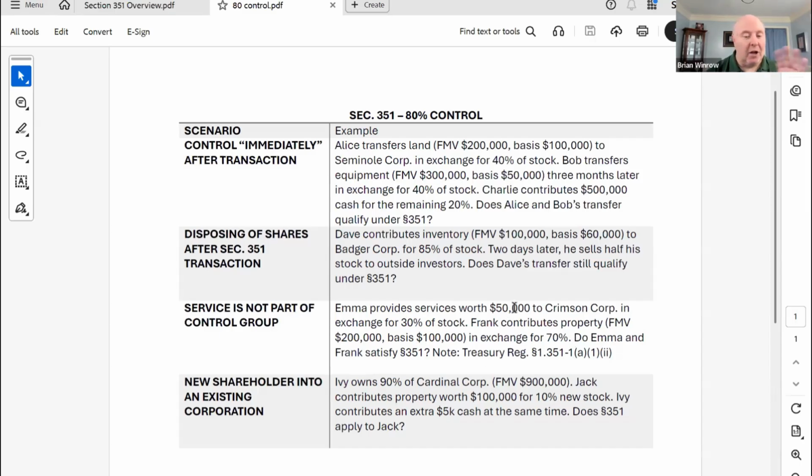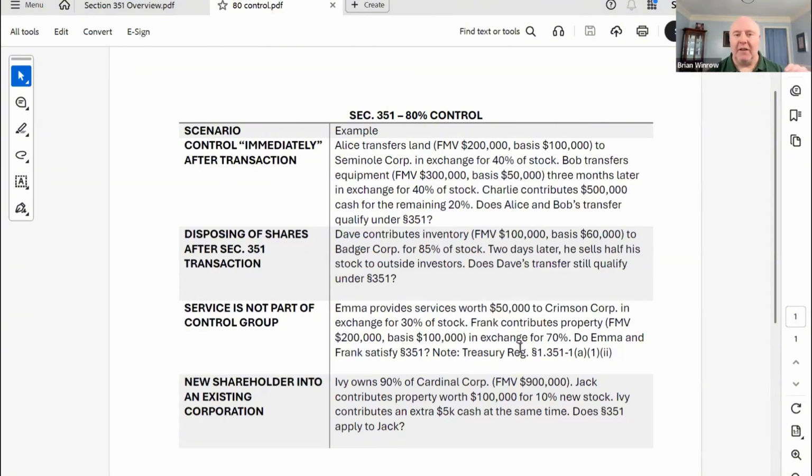Now, Emma is still paying ordinary income on all of her services for sure. But when somebody puts in more than a nominal amount, which the courts have said is 10%, so $5,000 here, then all of their shares, even the part attributable to their services, are added into the entire control group. So in that situation, just that addition of $5,000 that Emma provides in property, now we have 100% control. And that means Frank does not have to pay taxes.